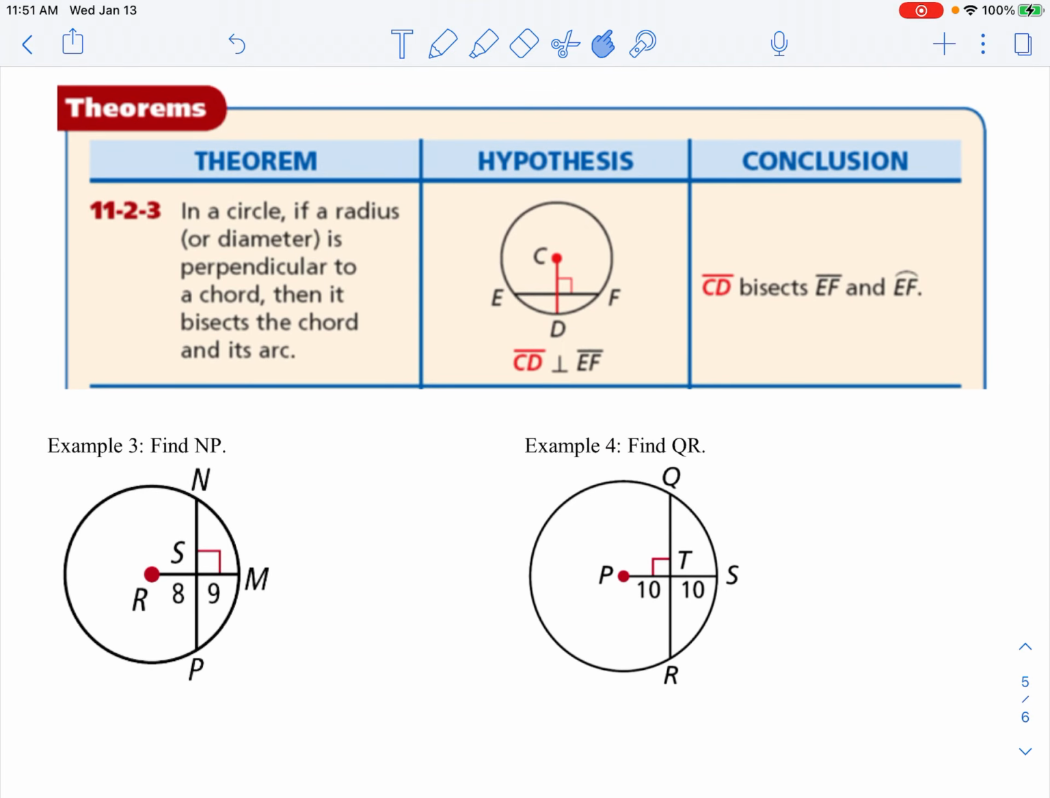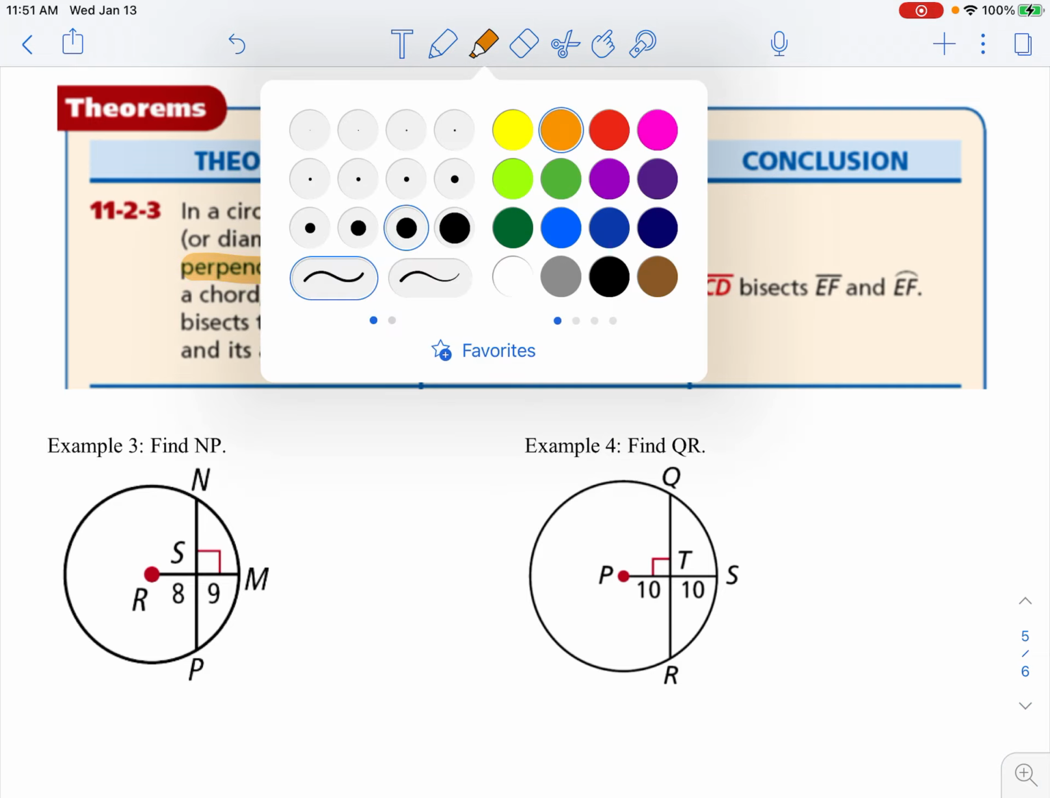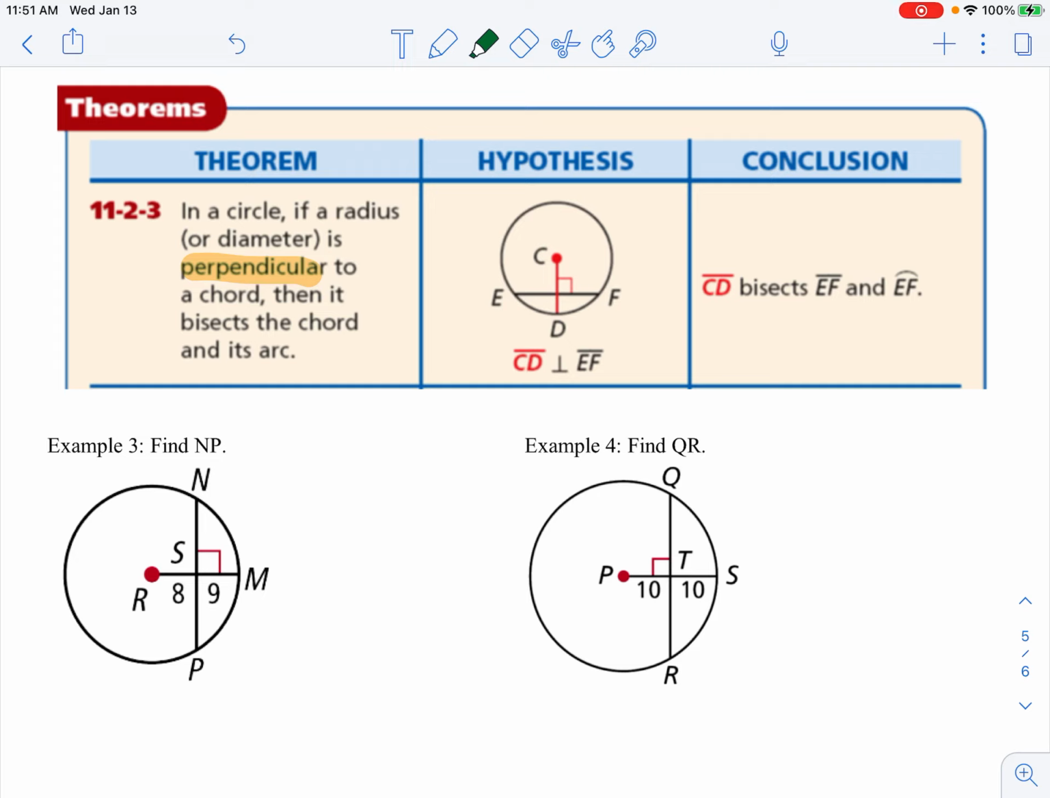Now, the second thing we're going to look at today is what happens when a chord meets a radius. If we have a chord and a radius that intersect, they are going to meet and be perpendicular. Remember, perpendicular forms a 90-degree angle. And what we're essentially going to do is form a triangle here. When we form that triangle, to solve it we use the Pythagorean theorem, a squared plus b squared equals c squared.